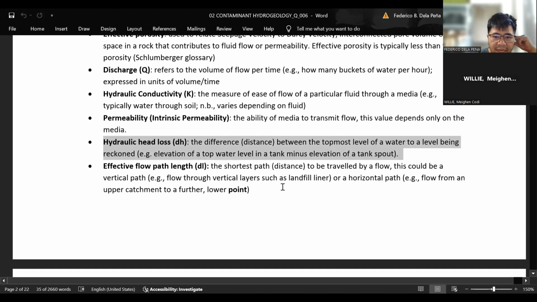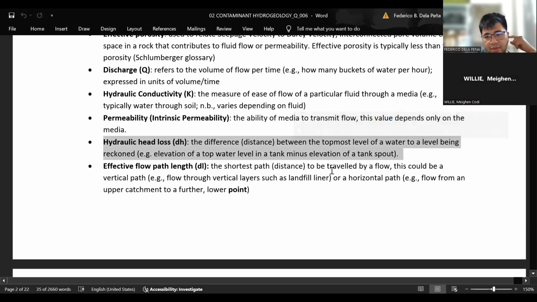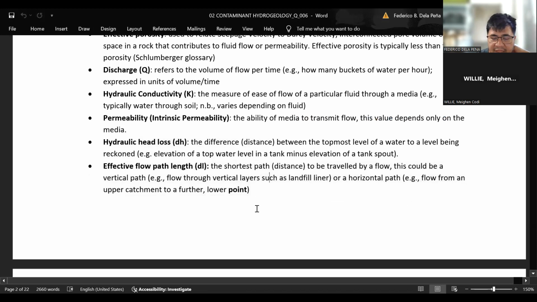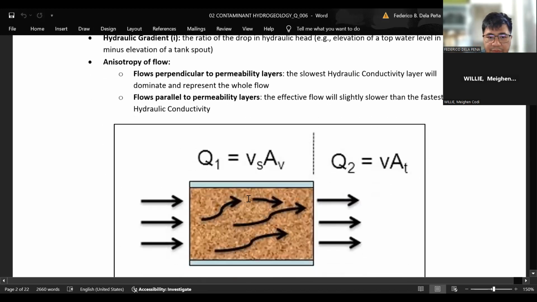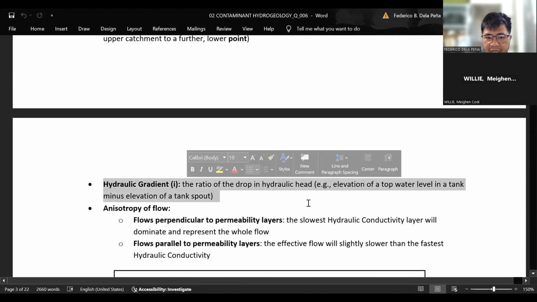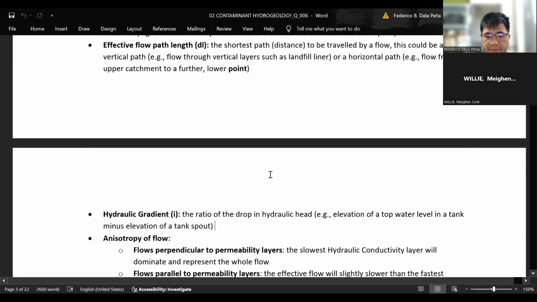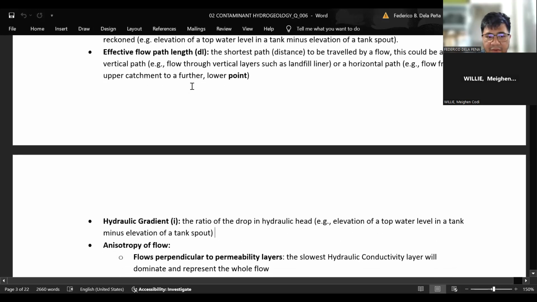And then hydraulic head loss is the difference between the topmost level of a water to a level being reckoned. And then flow path length is the shortest distance to be traveled by a flow. And then hydraulic gradient is basically hydraulic head divided by your flow path length.